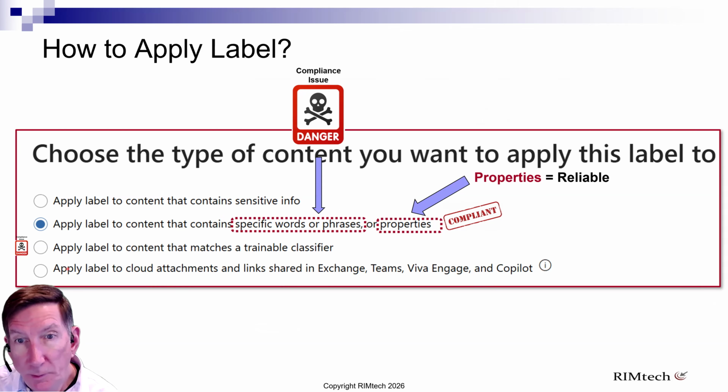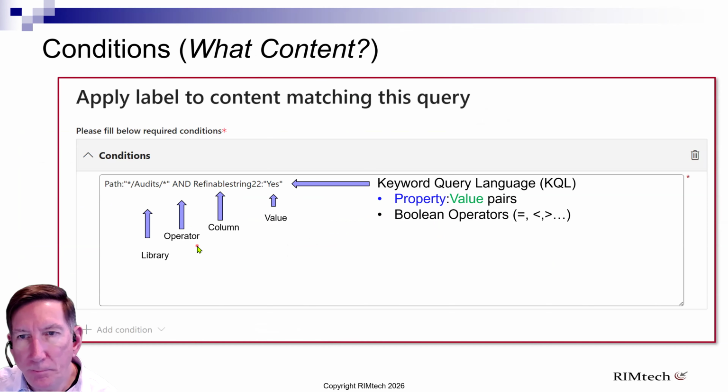What I want is to manage my records, and I need button number 2. Apply label to content that contains properties, specific properties. This one, danger, right? Specific words or phrases is just another way to say use AI and depend on words inside the document or the email. No, not going there. We need properties.